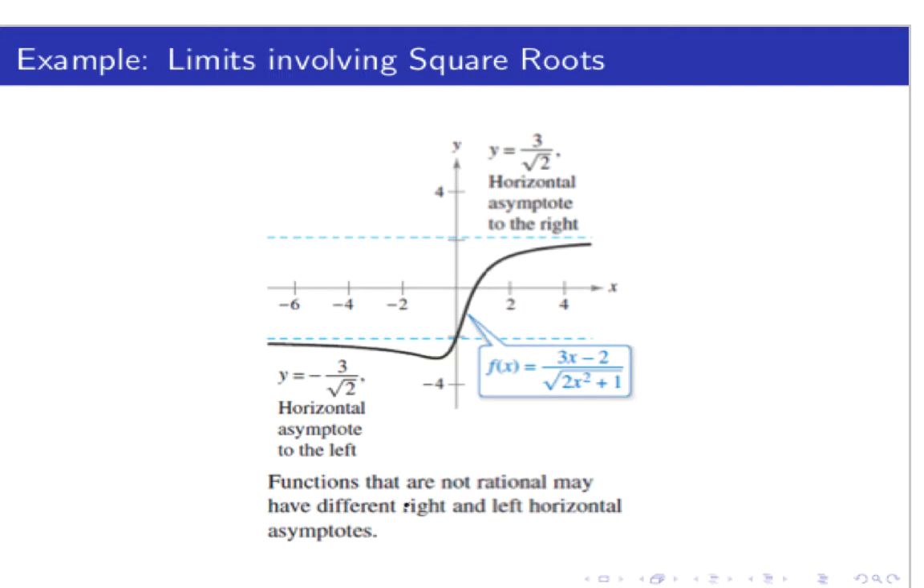Okay? So we see that functions which are not rational may, it says may, have different right and left horizontal asymptotes. So this was a very specific scenario where we're looking at limits at infinity of functions where square roots, radical roots, are involved also.